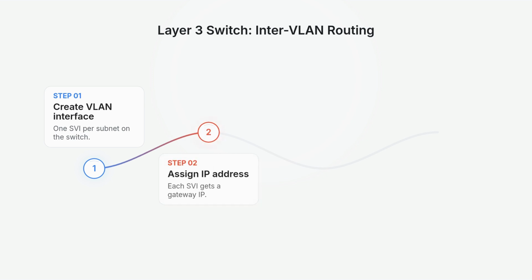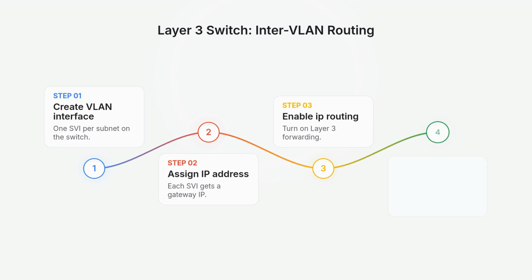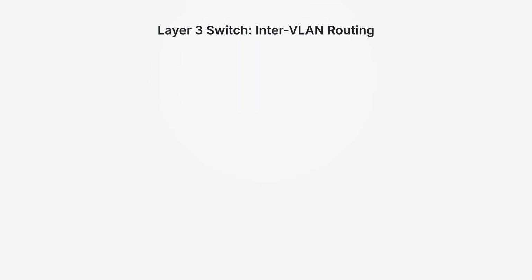You create an interface VLAN or SVI for each subnet, assign it an IP address, and enable IP routing so the switch can route between VLANs on its own. At that point, the SVI becomes the default gateway for hosts in that VLAN. And that's why this scales so much better. You're not forcing every routed hop out to some external router. The switch is handling that routing locally.